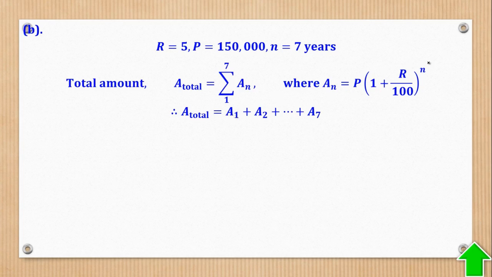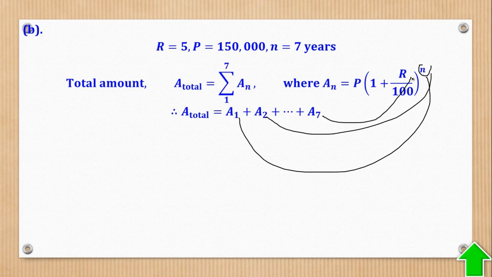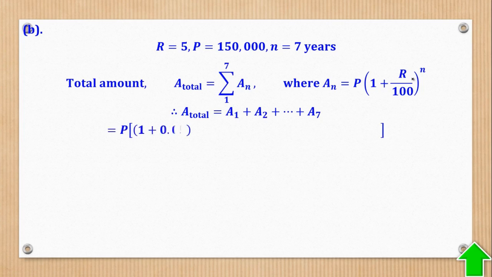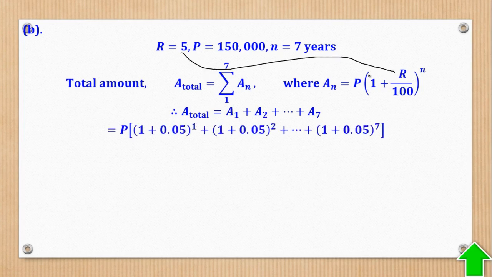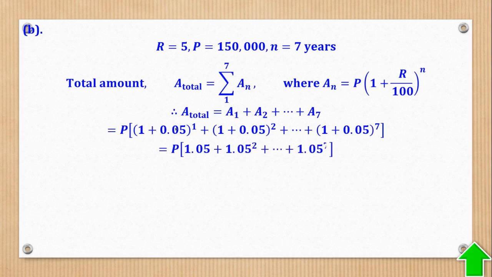So this means that I'm going to substitute for this n. A1 means n is 1, A2 means n is 2, A7 means n is 7. So when I do that, I'll come up with this. Remember R was 5, that's why I'm getting 0.05. So for A1 put 1 here, A2 put 2 here, A7 put 7 there. And there's a P outside. So simplify to get that.